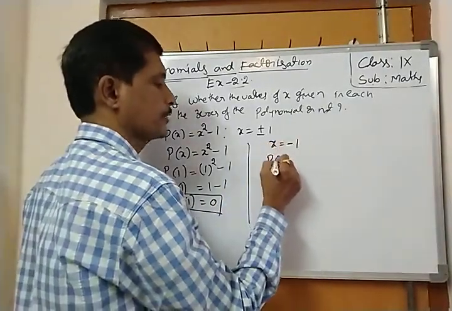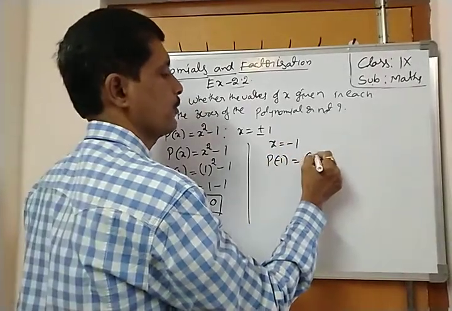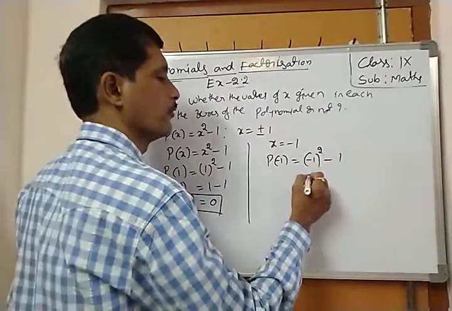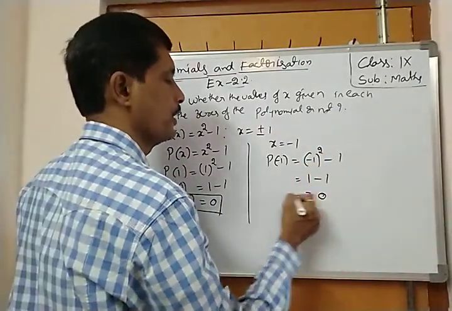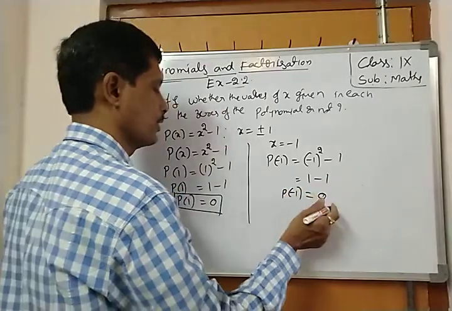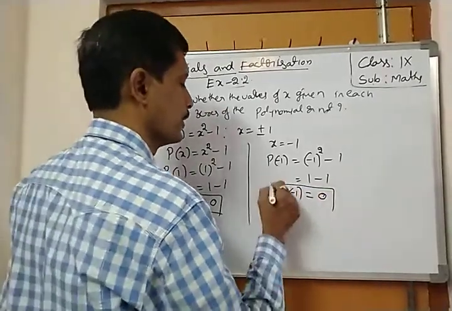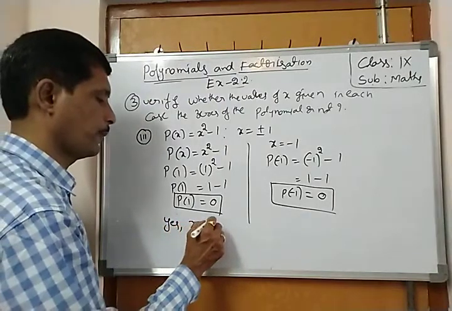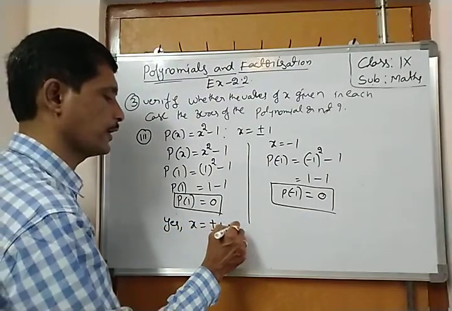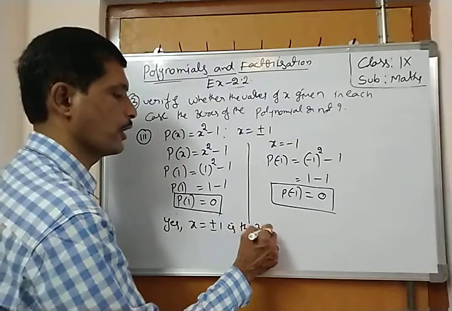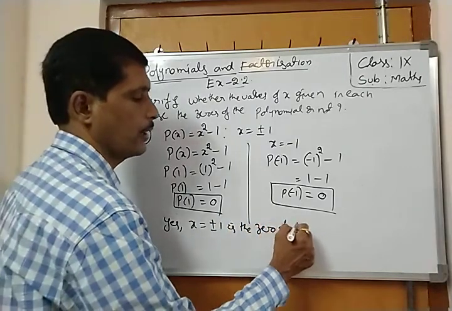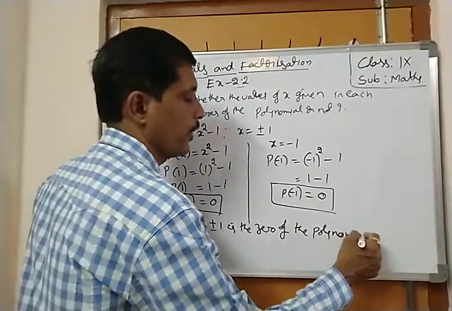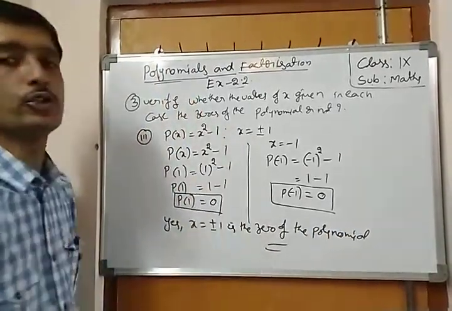p of minus 1 equals minus 1 whole square, minus 1 whole power 2, that is 1 only. 1 minus 1 is 0. The value of p of minus 1 is 0, and the value of p of 1 is also 0. Yes, x equals plus and minus 1 are zeros of the polynomial. A zero of the polynomial is a solution.